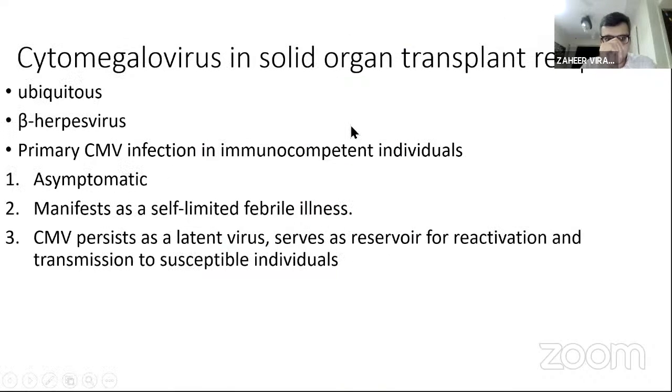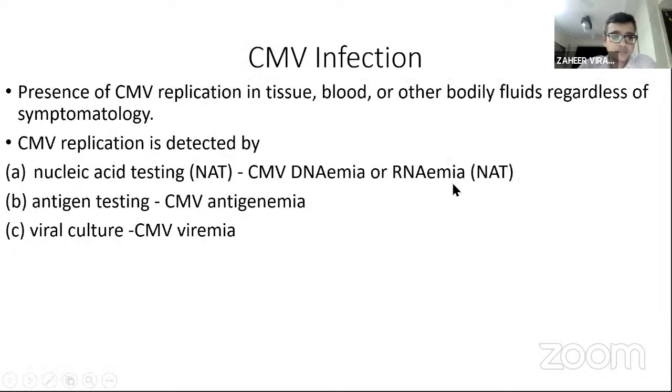So CMV is basically a ubiquitous virus. It is a beta herpes virus, and we all normally get infected by CMV when we are younger. It is basically asymptomatic in the immunocompetent, and it might manifest like any viral illness. But this virus stays latent in the body and then reactivates once we are immunocompromised, in the form of either HIV, or if we take steroids, or if we undergo a transplant.